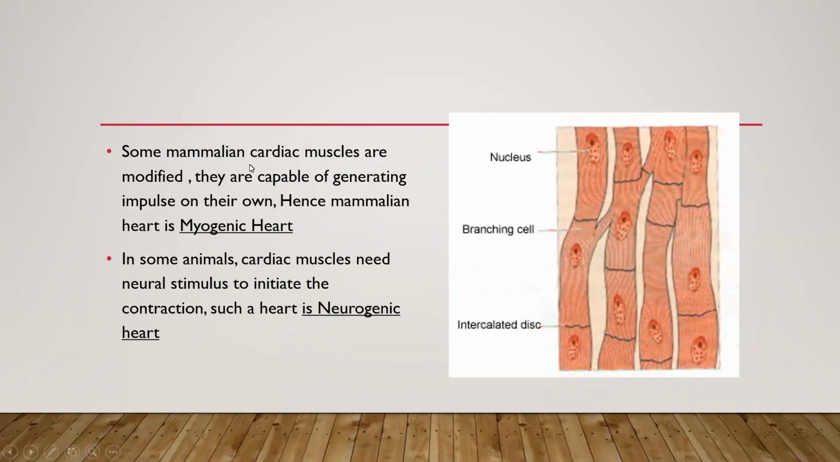Some mammalian cardiac muscles are modified. That means they are capable of generating impulses on their own, and hence the mammalian heart is called a myogenic heart. Now what does that mean? The cardiac muscles are capable of generating impulses on their own. If we study the structure of the heart in detail, we will see there is a point of creating impulse called the SA node. This SA node is basically a muscle which can contract on its own. It does not need external stimuli.